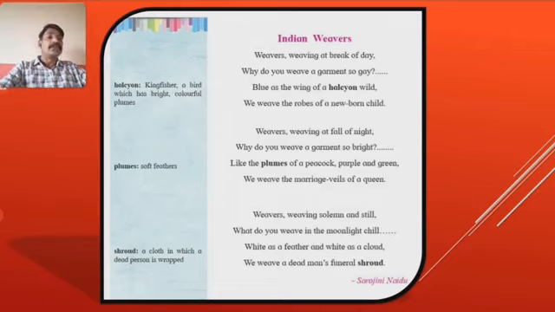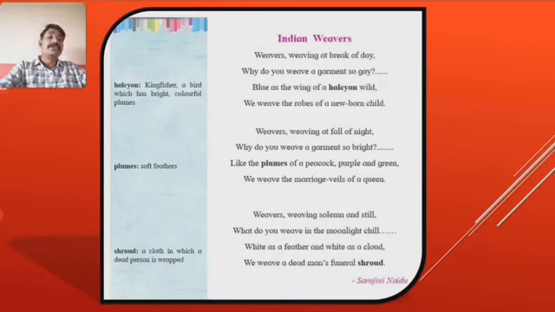So once again, the poetess asks the same weaver, what do you weave in the moonlight chill? Because the atmosphere is not happy now. It is solemn and still, though it was not exactly midnight, but it was night. In such a late night, the weaver still continues his work. So the poetess asks, what do you do in the moonlight chill?